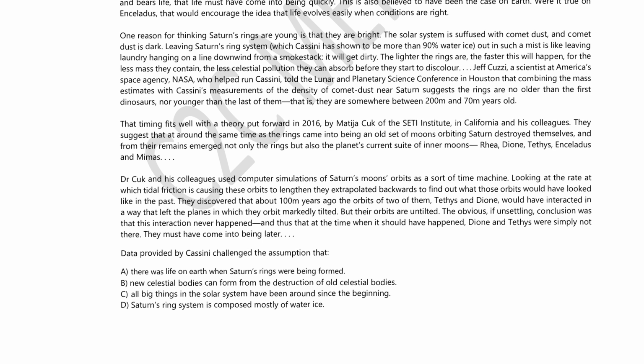Now let's look at this question that we have here. The question is, data provided by Cassini challenge the assumption that. Now, what is challenging the assumption? This is something based on the main idea. I cannot get into the depth of it, but you understand that whenever the author is challenging an assumption, this has to do with the main idea. So the answer to this question is going to be what is opposite to the main idea. So this first question is based on main idea.